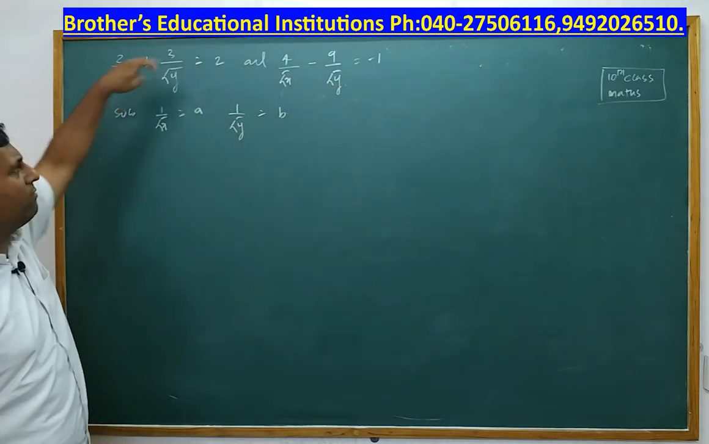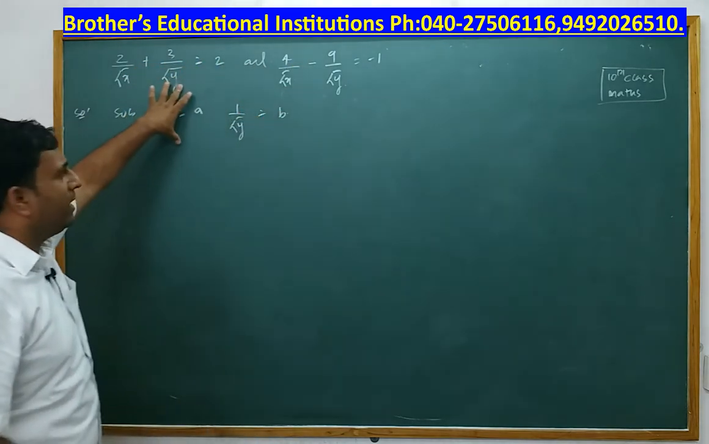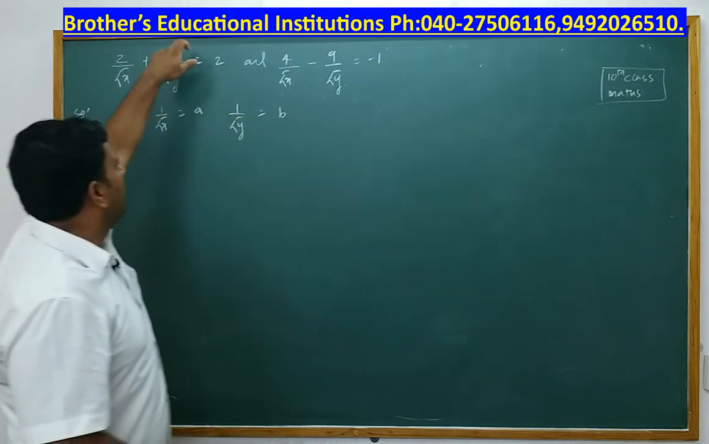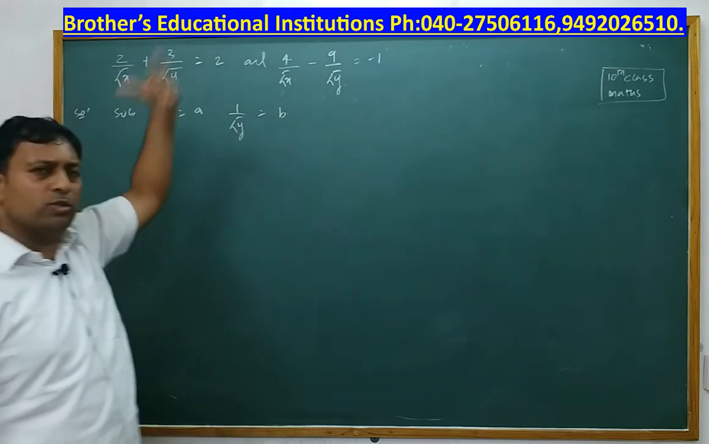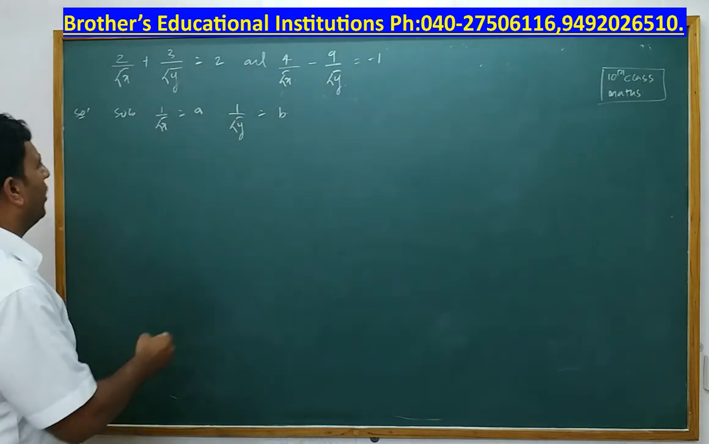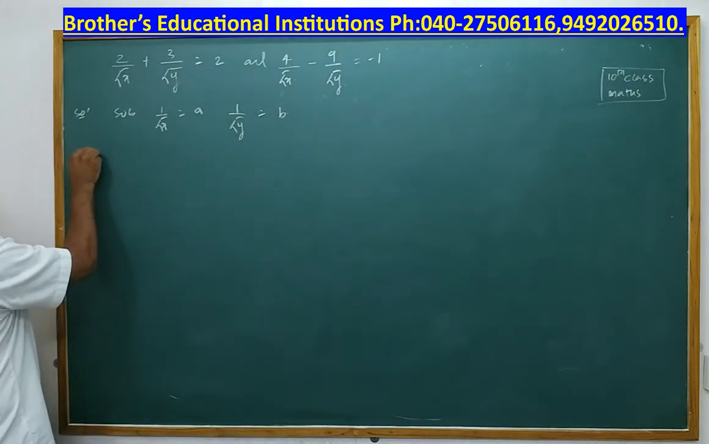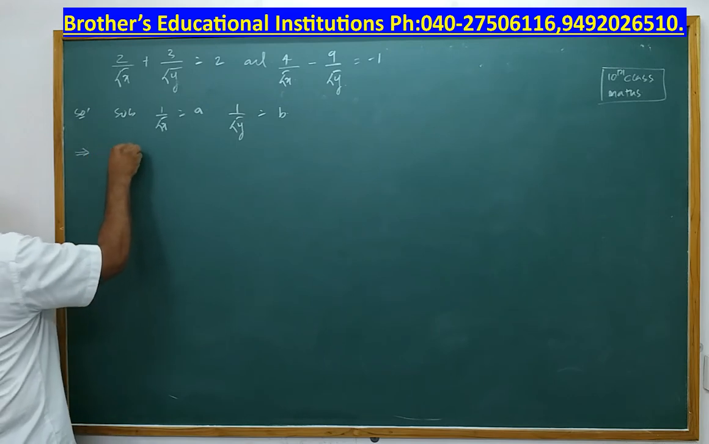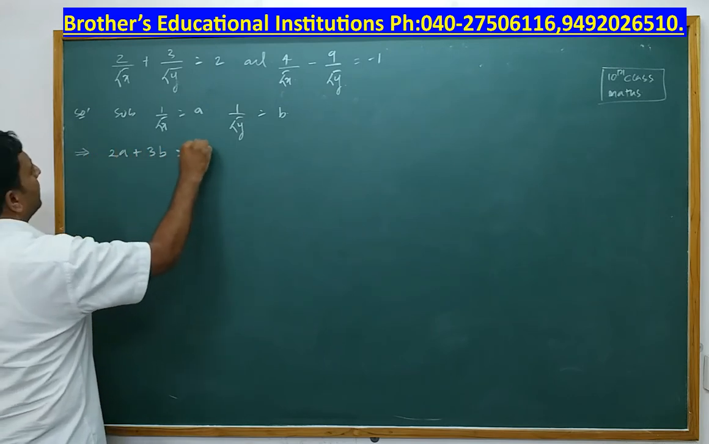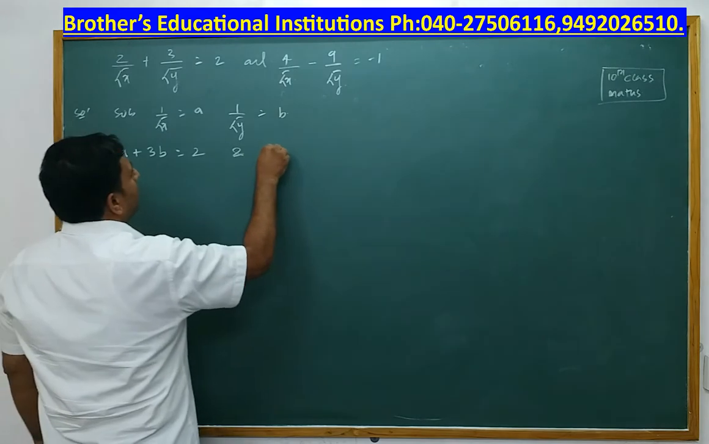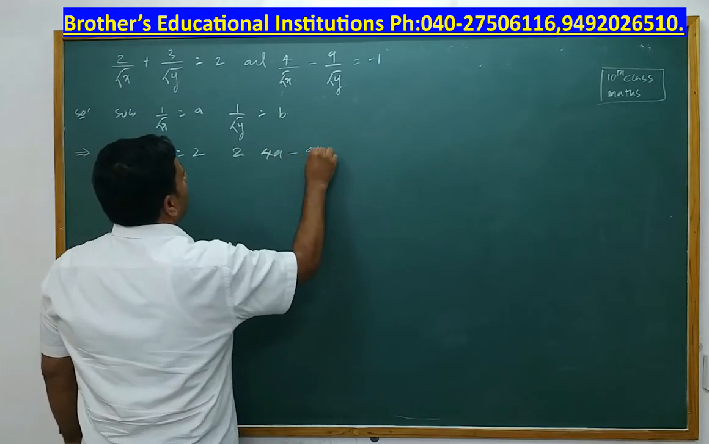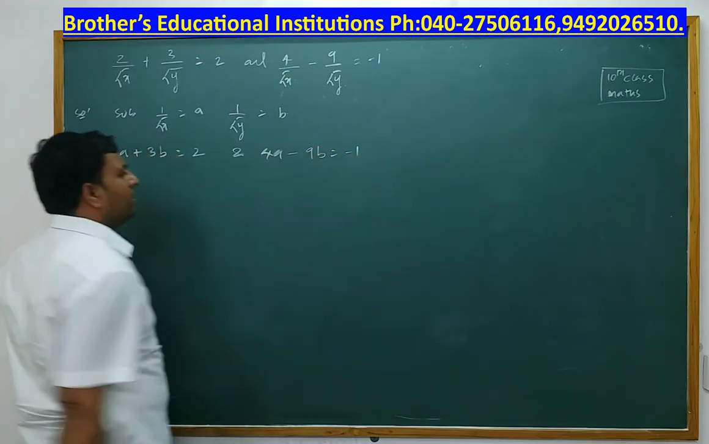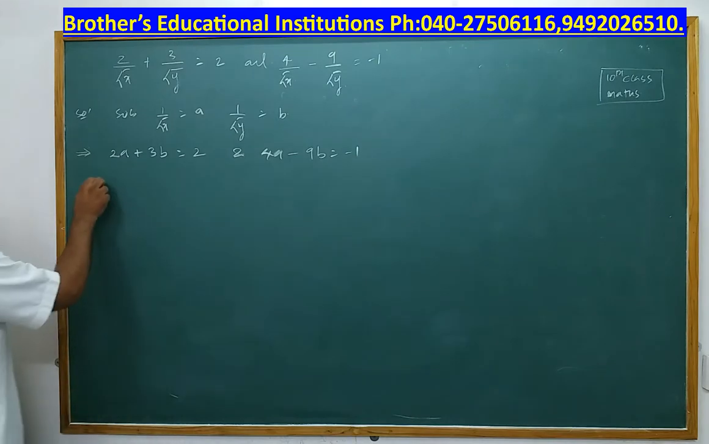1 by root x is common here. That I will replace by a, which is a new variable. 1 by root y is common. That also I will replace by b, which is again a new variable. And therefore, my equations become 2a plus 3b is equal to 2 and 4a minus 9b is equal to minus 1. So now I have got two equations. I will solve.